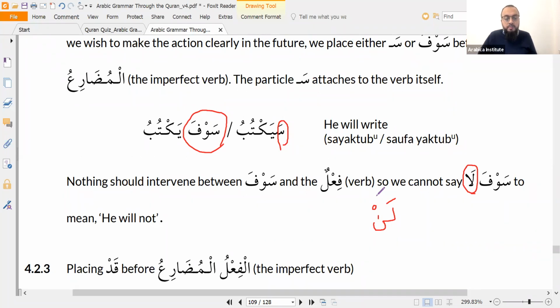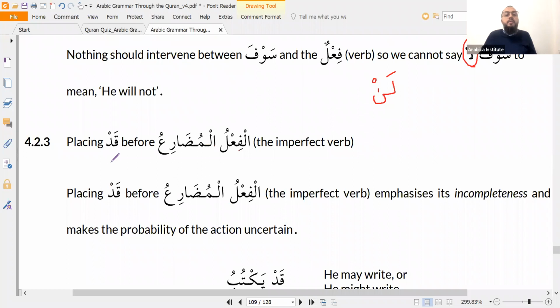Lan adhhaba. Good. Let's do the second person. Lan tadhhaba. Make it feminine. Lan tadhhabi. Good. Drop the noon. Make it plural. Lan tadhhabu. Drop the noon and write an alif. Yes. Feminine plural. Lan tadhhabna. Good. That feminine plural noon doesn't drop.